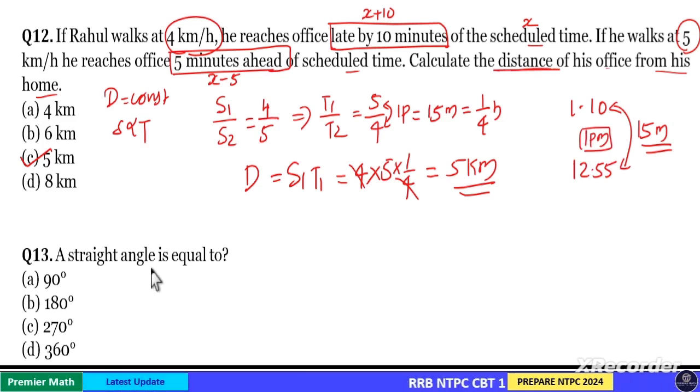Next is a straight angle is equal to. Straight angle means 180 degrees. So option B is your answer.